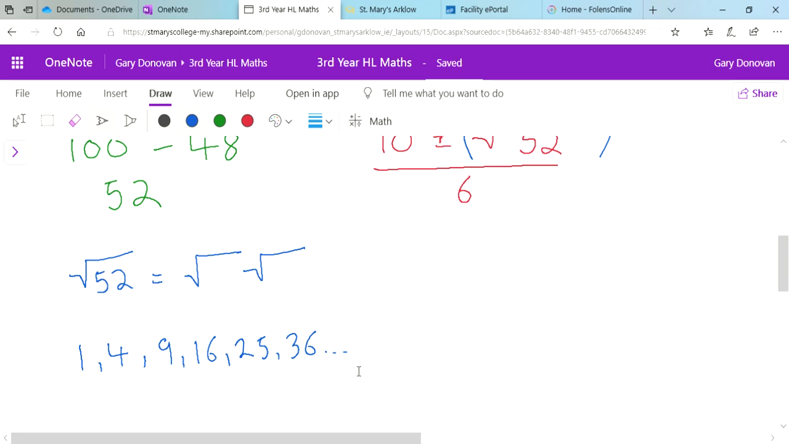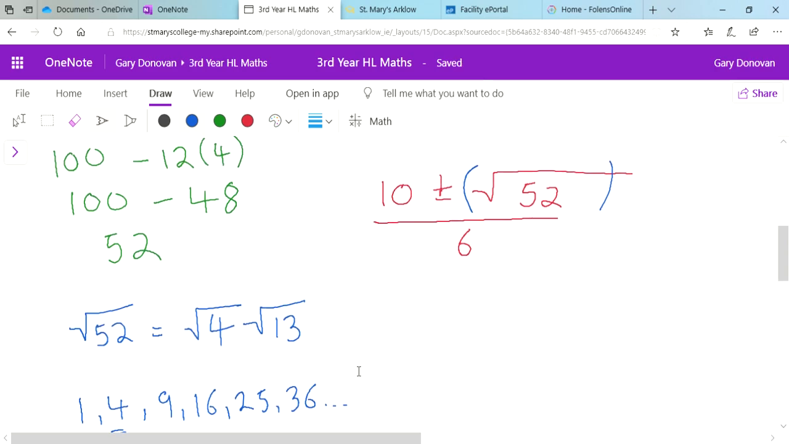Now what I usually do is I start at the bottom and I just check. Start at the smallest square number, which is 4, because 1 is really no good to you, and check, does 4 go into 52 evenly? So if I divide 52 by 4 in my calculator, it does, I get 13. So we can rewrite this surd as square root of 4 times square root of 13. So let's put that back into our answer. We have 10 plus or minus square root of 4 times square root of 13 all over 6.